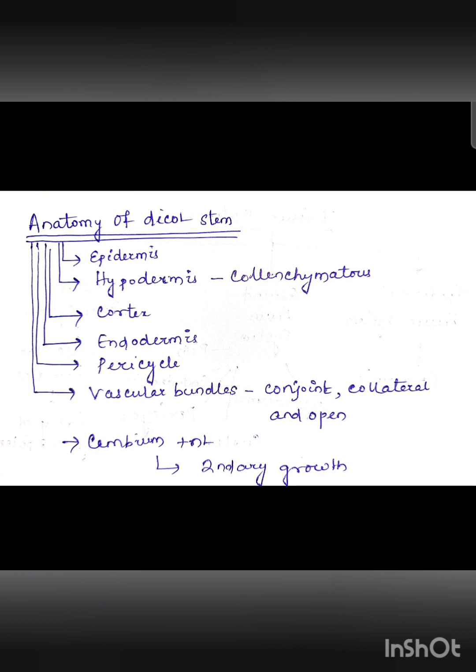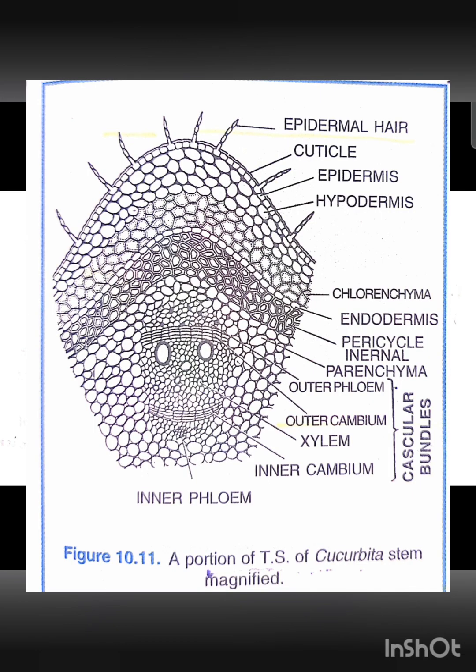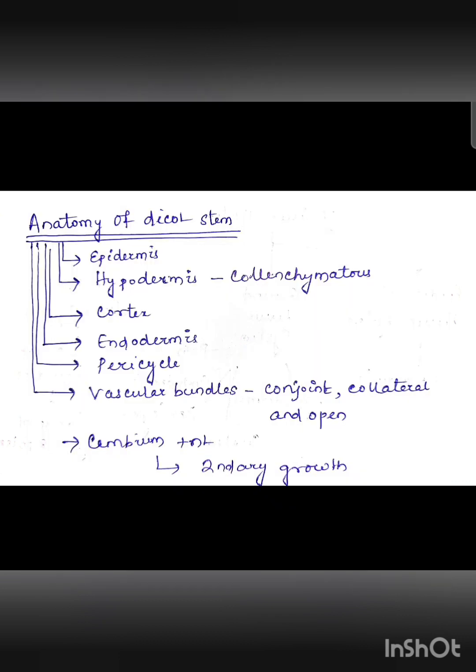Then anatomy of dicot stem. When we observe the cross section of a dicot stem, a typical dicot stem shows the outer epidermis, then inner to it collenchymatous hypodermis, then parenchymatous cortex, then endodermis, then pericycle, then vascular bundle which is conjoint, collateral and open with cambium. Cambium is present, so secondary growth occurs in dicot stem.